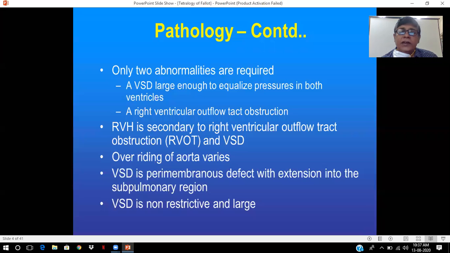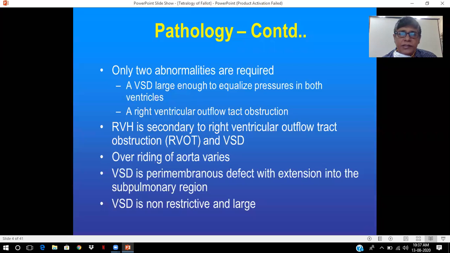A VSD large enough to equalize pressure in both ventricles. The ventricular septum is almost non-existent, so it is basically a common ventricle, the right and left ventricles combined together. There is right ventricular outflow obstruction at the pulmonary valve. Right ventricular hypertrophy is there. That is not enlargement, but concentric hypertrophy of the right ventricle, and overriding of the aorta is there.